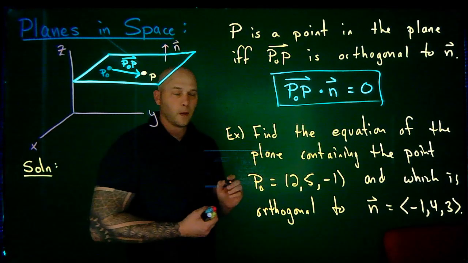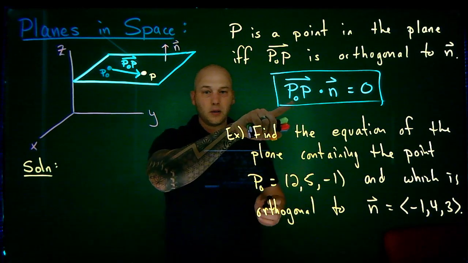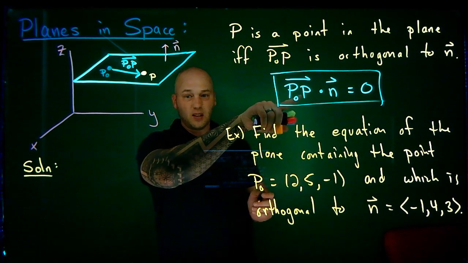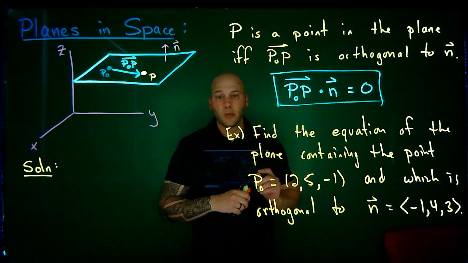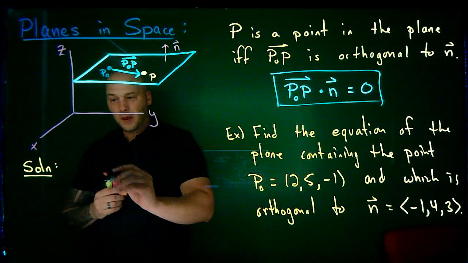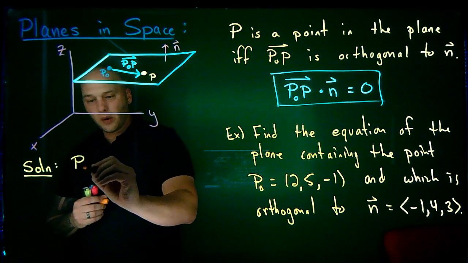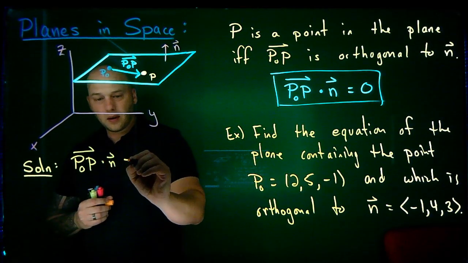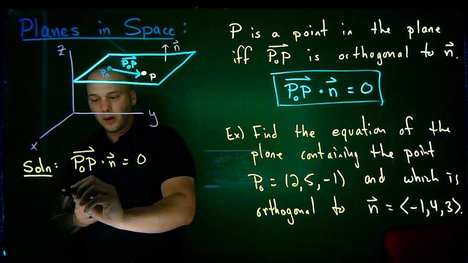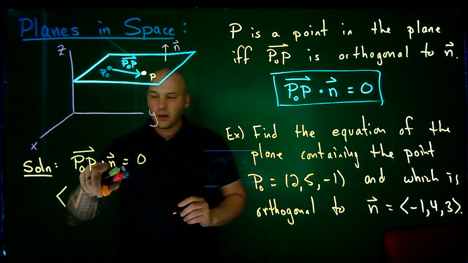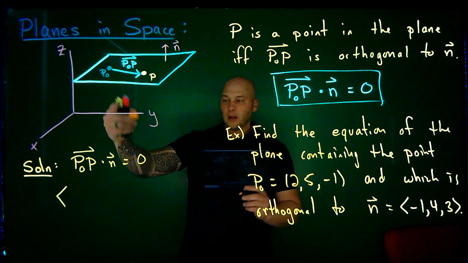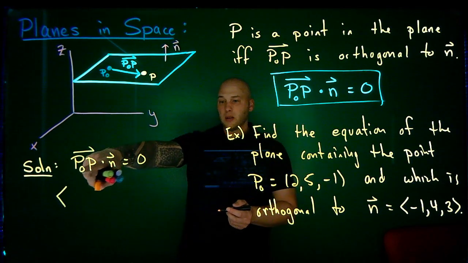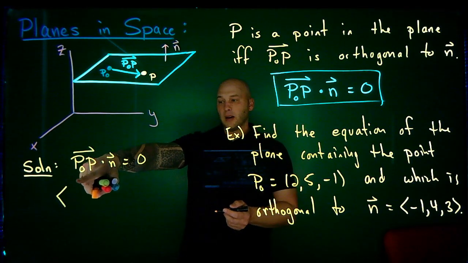Solution. Well, again, this right here is the equation of the plane, so this is essentially a test to determine whether or not a point lies in the plane. And so what I'll do is start with the general equation, the vector P naught to P dotted with the vector n is equal to 0. Now remember that the directed line segment, the vector P naught to P, starts at P naught and ends at P.